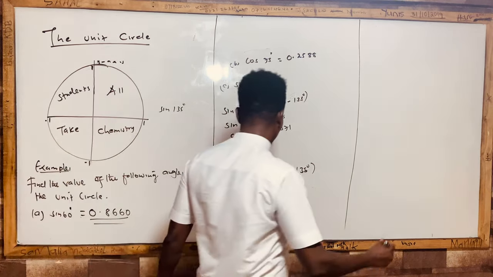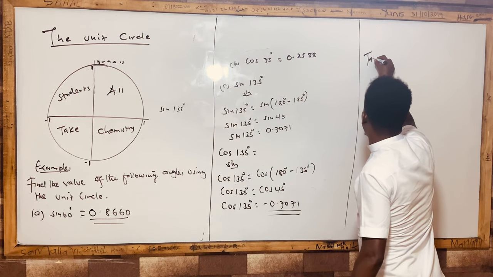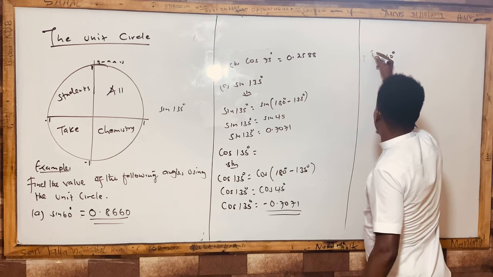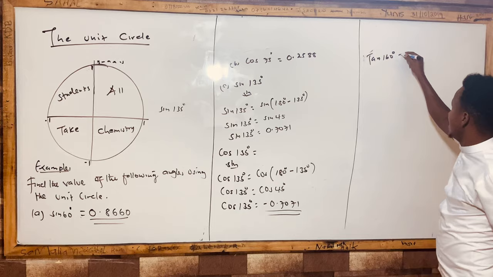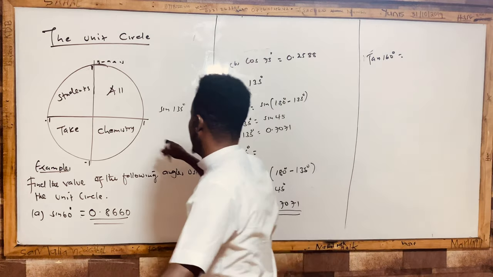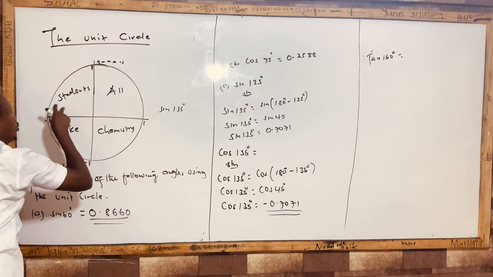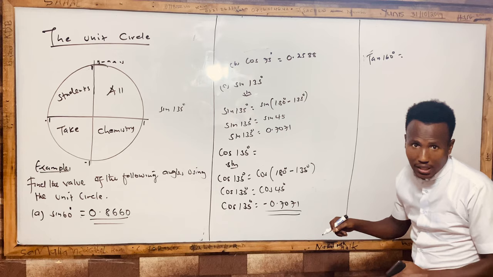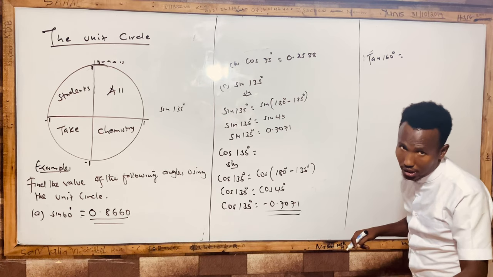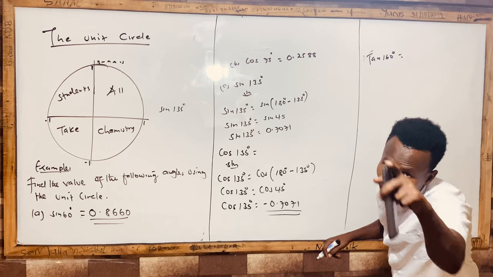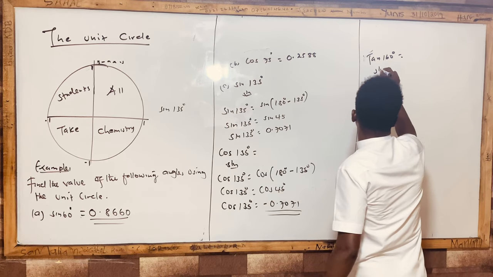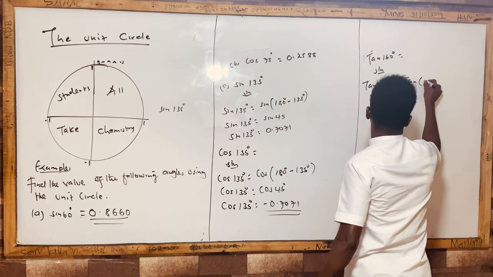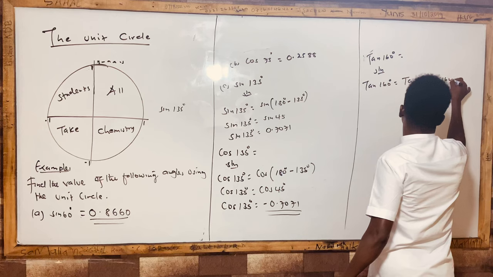Now let's see this one. Tan 160. Tan 160 degree also falls in the second quadrant, because remember this is the second, so it's 180. So tan 160, knowing that 160 falls in the second quadrant, and the tan value of that angle is negative. Coming to the solution, tan 160 degree is equal to tan, open the bracket, 180 degree minus 160 degree.